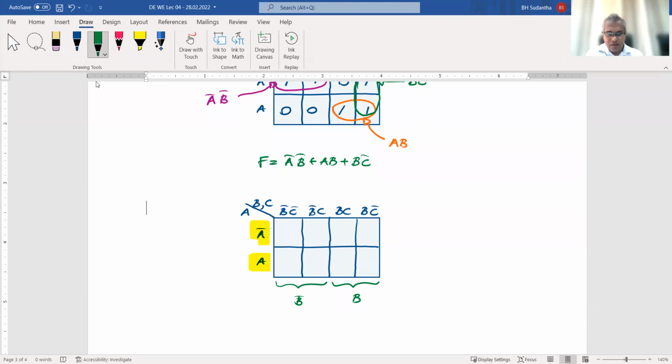And not only that, what about if you consider these two columns? This is C. And these two columns together, that is C bar. Then we have to combine these two together.